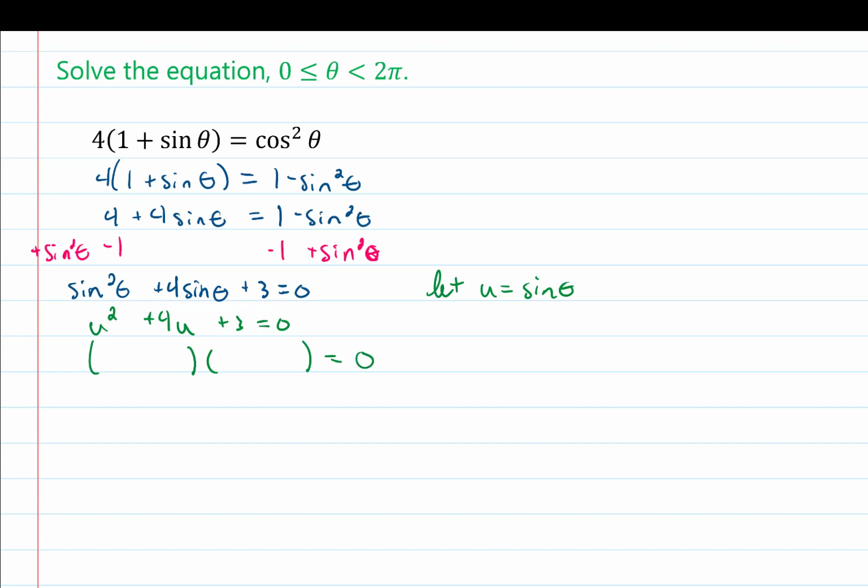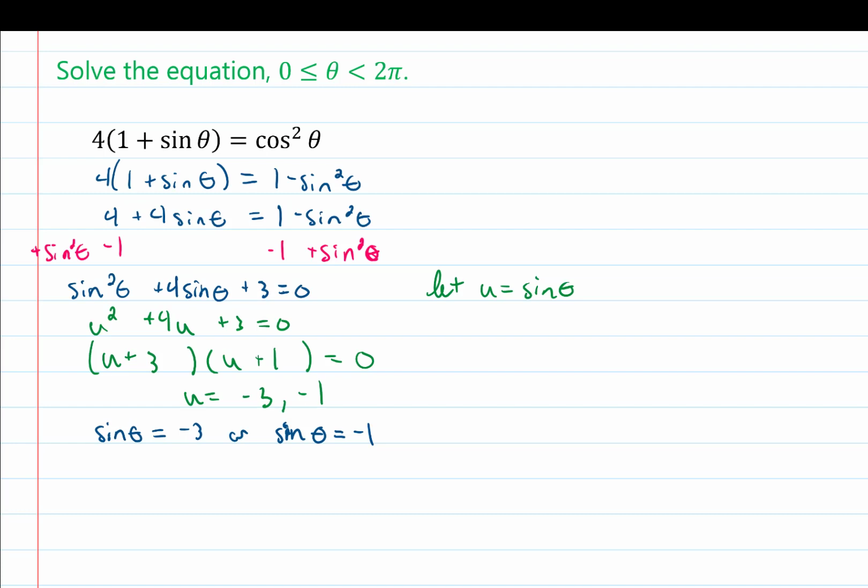The factors of u squared plus 4u plus 3 are u plus 3 and u plus 1. Now we apply the zero product property to get u is equal to -3 and -1. Now we're going to back substitute sine of angle theta for u. So what we get is sine of angle theta is equal to -3, or sine of angle theta is equal to -1. Let's start by solving the first equation, which is sine of angle theta is equal to -3.